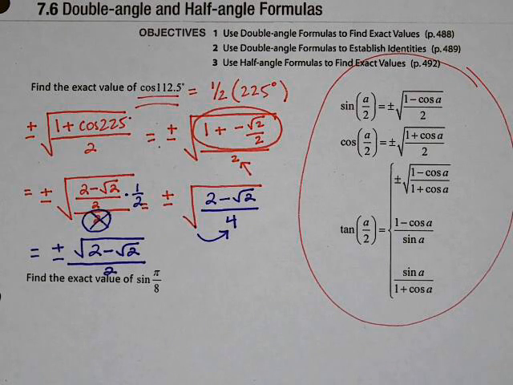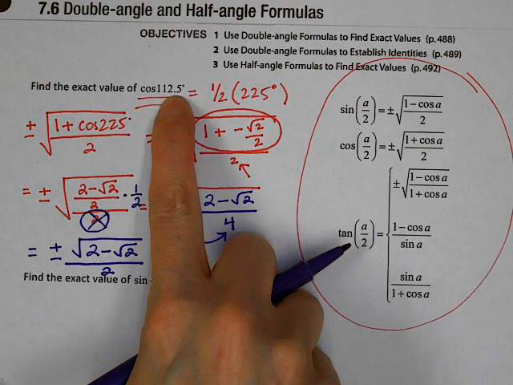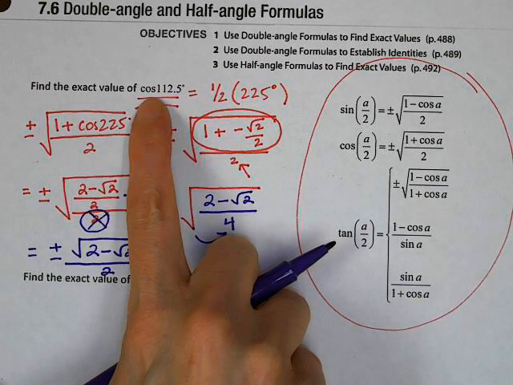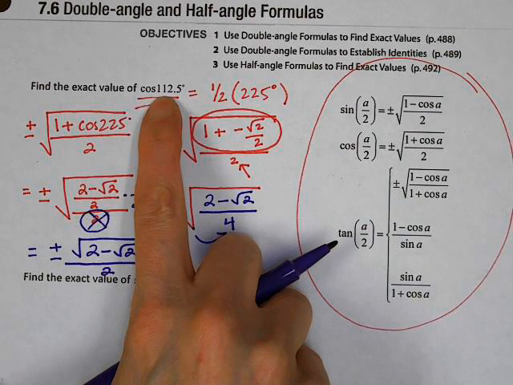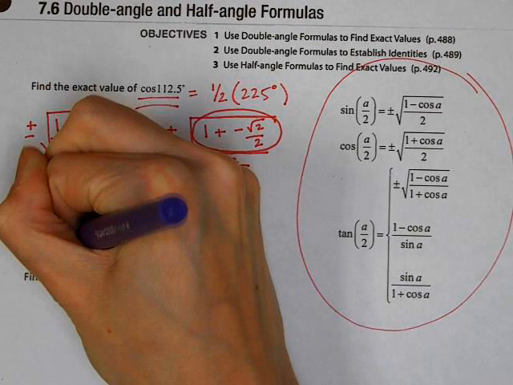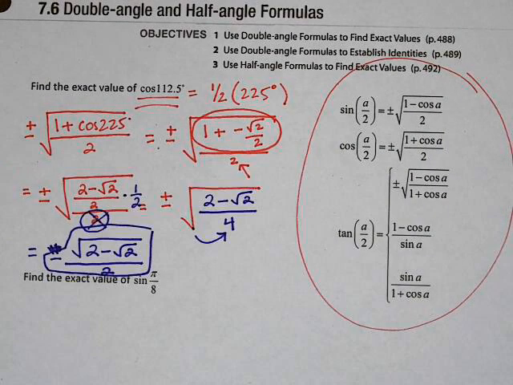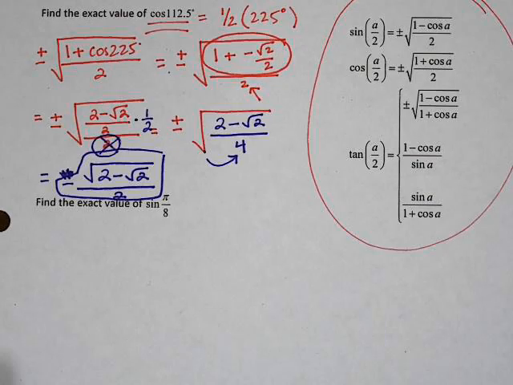Okay, so now we need to talk about the plus or the minus. 112.5 is in quadrant 2. Is cosine positive or negative in quadrant 2? And you would say negative. So we want the negative version of this ratio. So that is your final answer. Okay, not the prettiest problem, but that's how these go.